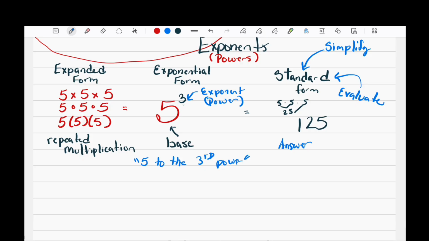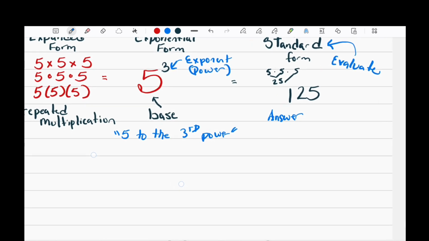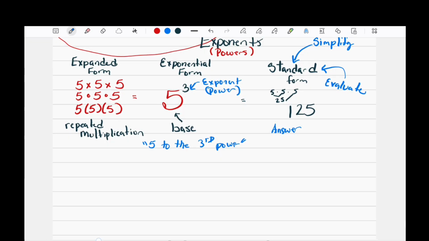If there was a 2 right there, what would you say? 5 to the what? There you go. 5 to the second power. So before we end this part, let's put some tips out there. Exponent tips. We do a little star and put exponent tips. Tip 1.